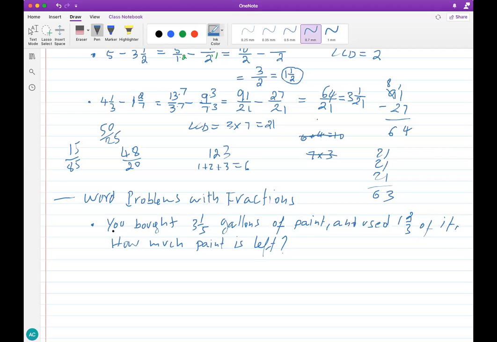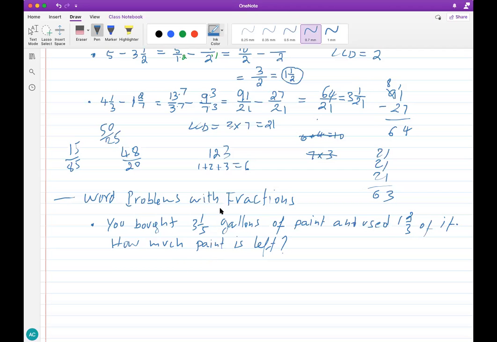Okay, so this is a typical question you'll see about fractions. First, you want to understand your problem. So you bought 3 1/5 gallons of paint and used, let me correct the punctuation here. We just need a comma, period here. Okay, you bought 3 1/5 gallons of paint and used 1 2/3 of it. How much paint is left?